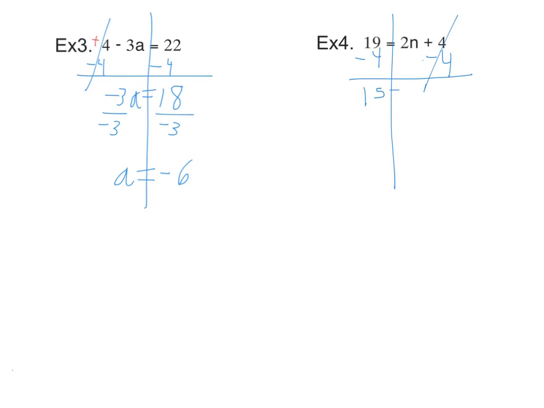I'll have 15 on the left and 2n on the right. To undo the times 2, I'm going to divide by 2. Now 15 is not evenly divisible by 2, so instead I'll just leave it as a fraction. N is equal to 15 divided by 2.